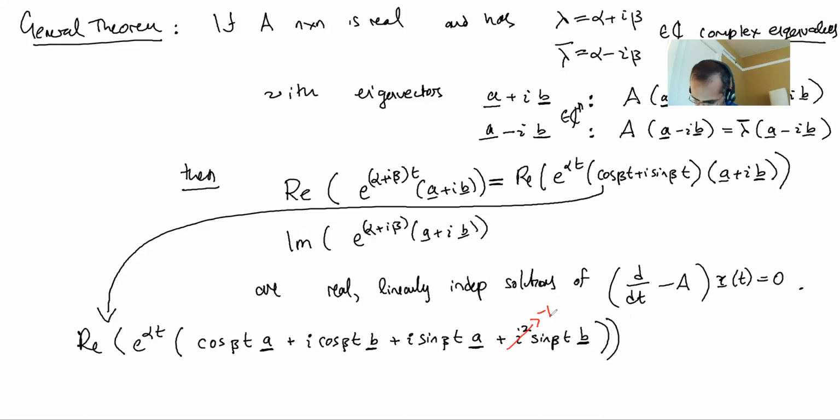Okay, but i squared is just -1. So now the real part of this is just going to include the real terms. It's not too bad. You just extract out the real terms. What's the real part of this? Somebody tell me. Yeah, cosine beta t times a and sine beta t times b, with the negative and with an e to the alpha t. So you have e to the alpha t cosine beta t times a minus e to the alpha t sine beta t times b. So that's what it is.